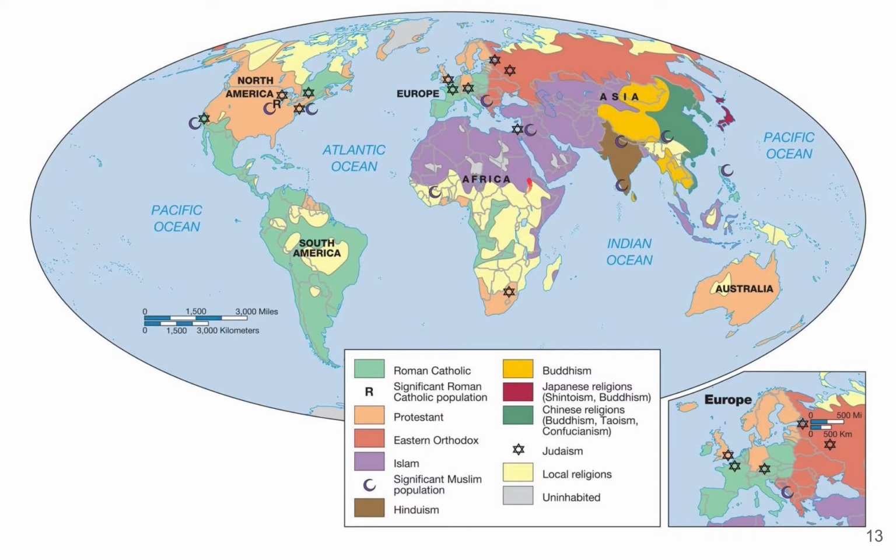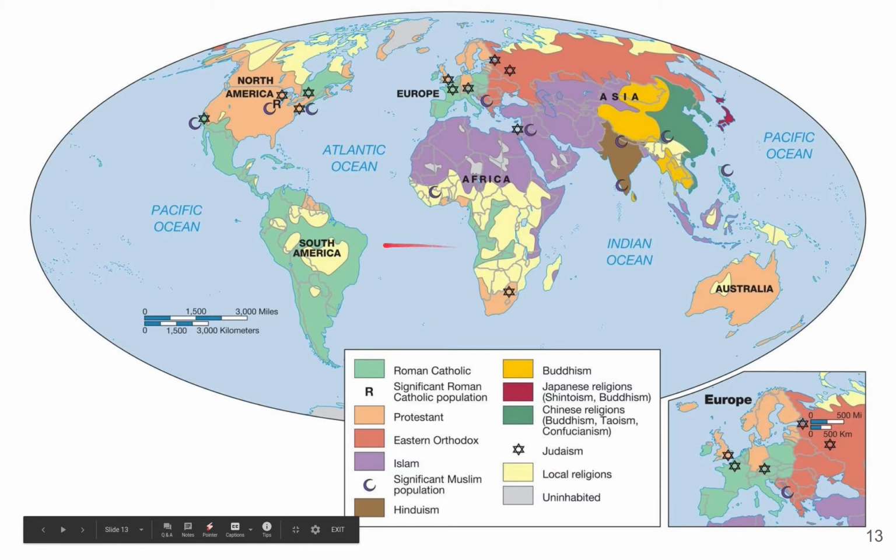The purple, Islam throughout North Africa and Southwest Asia, extending across India into Bangladesh and Indonesia, the largest Muslim country on the planet. We have Japanese religions, Shintoism mixed with Buddhism, Chinese religions, Buddhism. We have Buddhism, Hinduism. And what else? Oh, and indigenous local religions. So shamanism, animism, other local religions are the yellow bits.